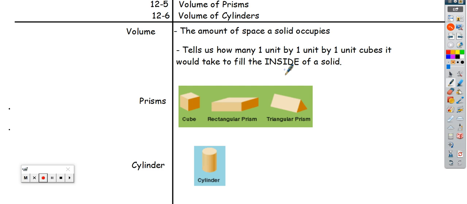Well, today we're going to be finding the volume of these prisms. I have a cube and a rectangular prism. You can call both of those a rectangular prism. And I also have a triangular prism. And then we're going to be finding the volume of cylinders.